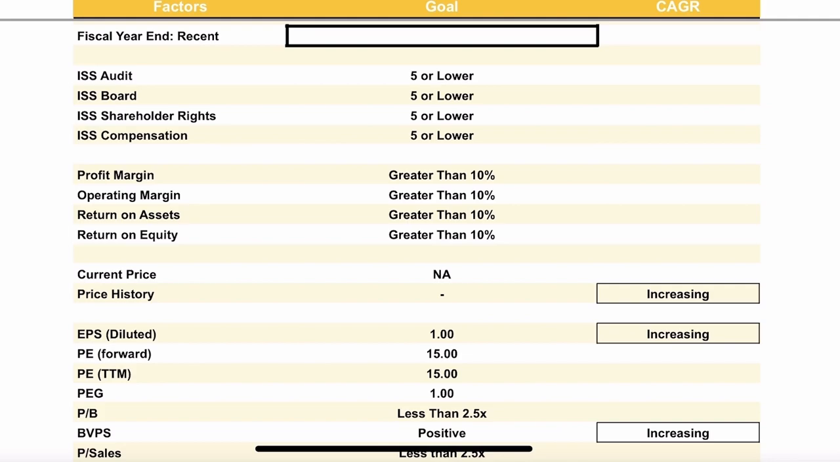So one of the more quality related factors is ISS governance scores. I don't really know anybody else who looks at these, but if you go to Yahoo Finance and look under the profile section that describes the business, at the bottom of the page they give these scores, and they're between 1 and 10 for these 4 areas: audit, board, shareholder rights, and compensation. Really, 1 is the best, 10 is the worst. So you really want to see at least somewhere around 5 or lower. However, there's plenty of good businesses out there whose compensation packages are a little rich, but the business is doing well.